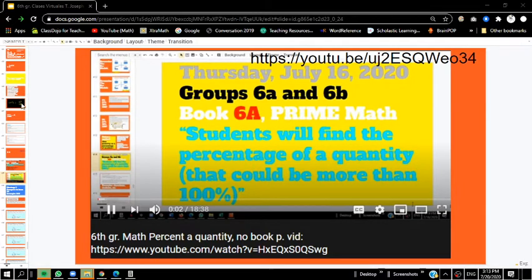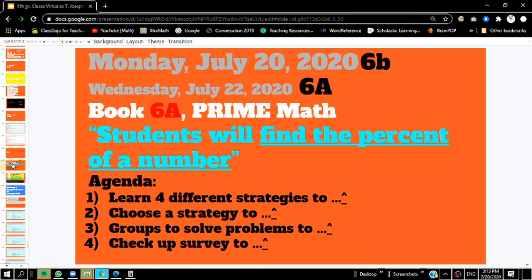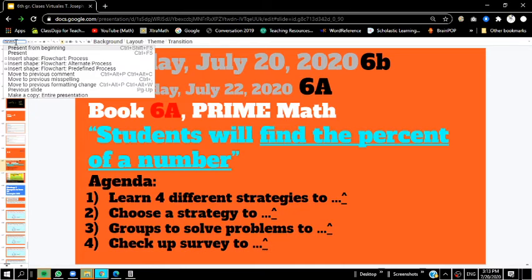Hopefully you're doing well. Today what we're going to be doing is trying to find the percent of a number. Our agenda for today is we're going to learn 4 different strategies to find the percent of a number. We're going to choose a strategy. We're going to make groups to try to solve problems to find the percent of a number. And then we're going to do a little checkup survey. So let's get started.